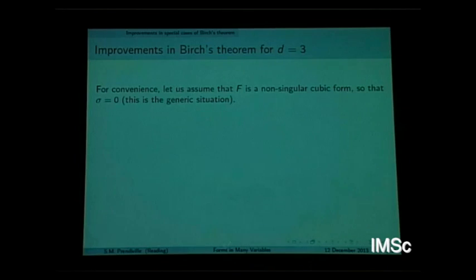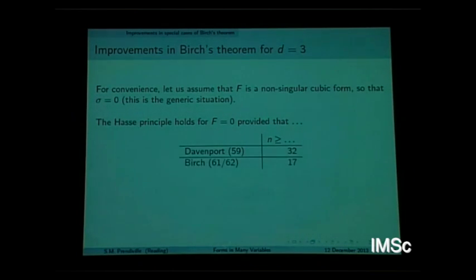So if we assume, just for convenience, that f is non-singular, so sigma is equal to 0, and in fact that's the generic situation. If you take a random form, it's going to be non-singular. Then the Hasse principle holds, provided, well, Davenport obtained that cubic forms in 32 variables satisfy the Hasse principle. And this is the result that Birch generalized to obtain his theorem in the early 60s. And if you substitute sigma equals 0, d equals 3 into Birch's theorem, you get 17 variables.